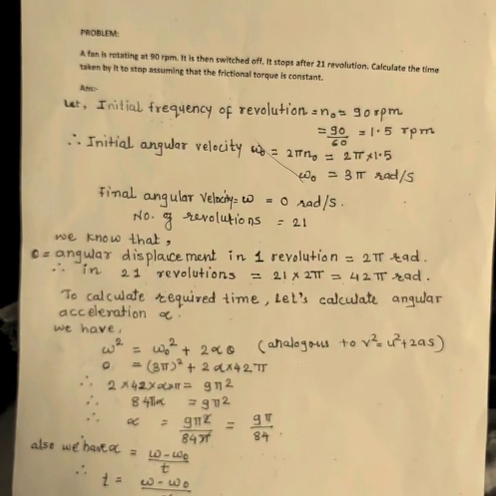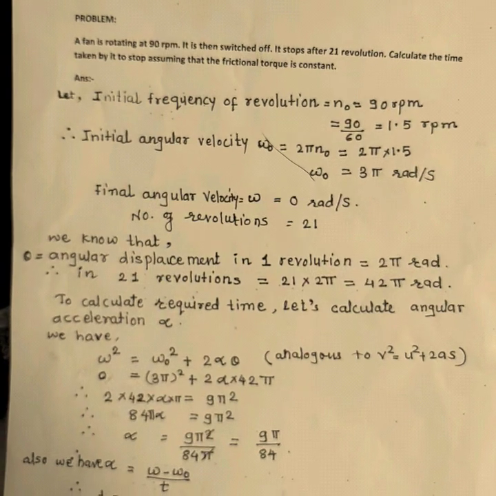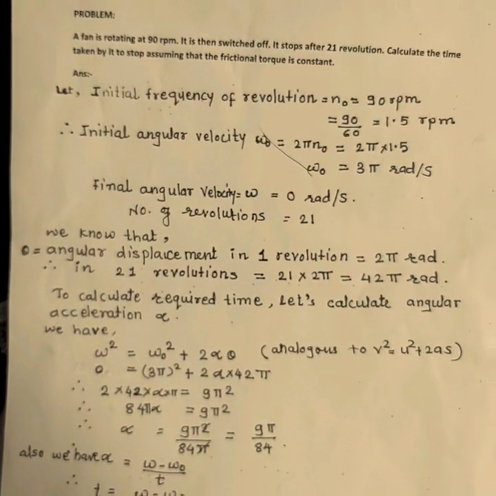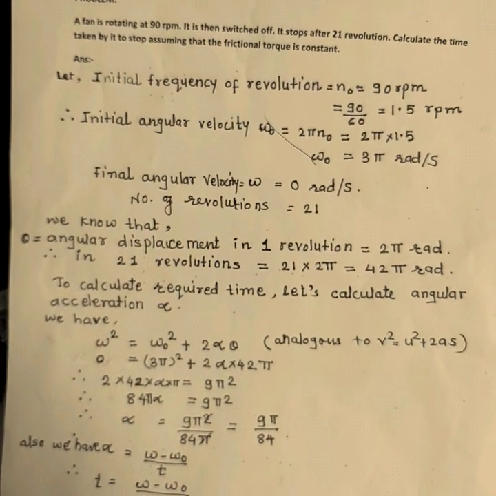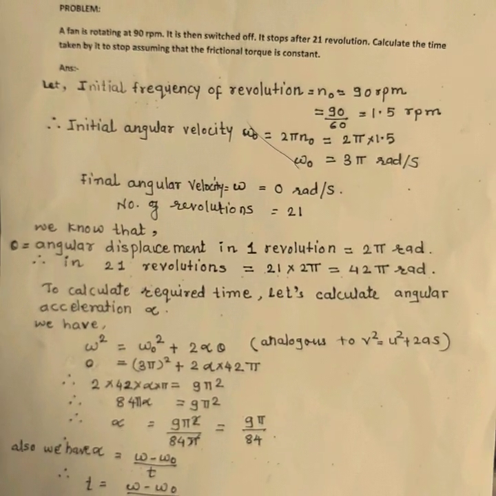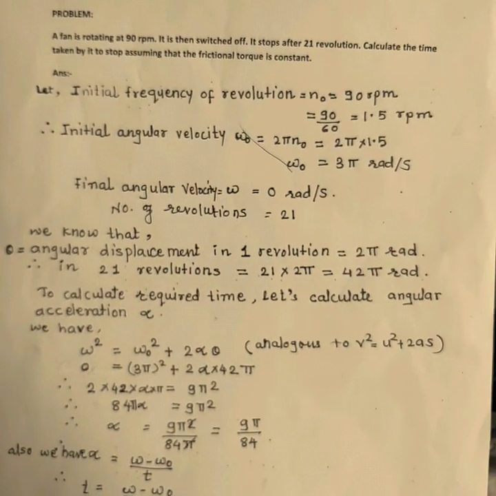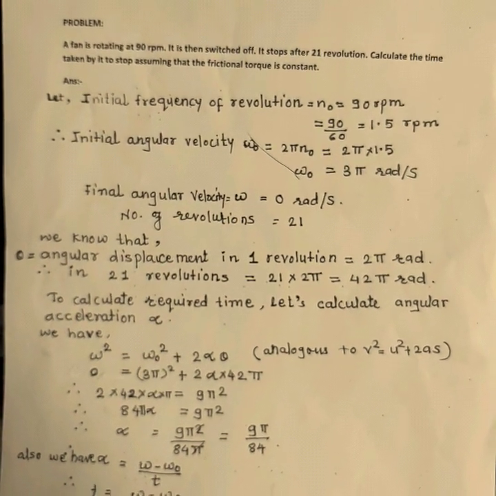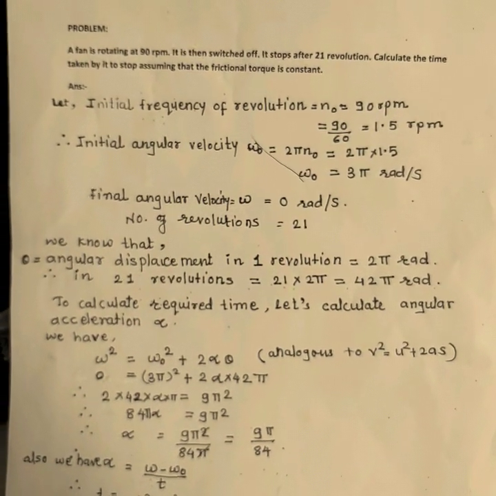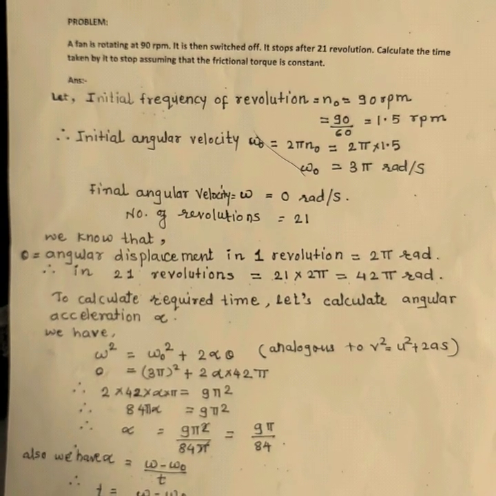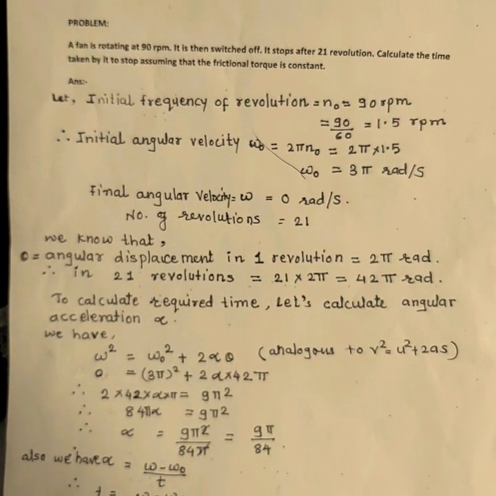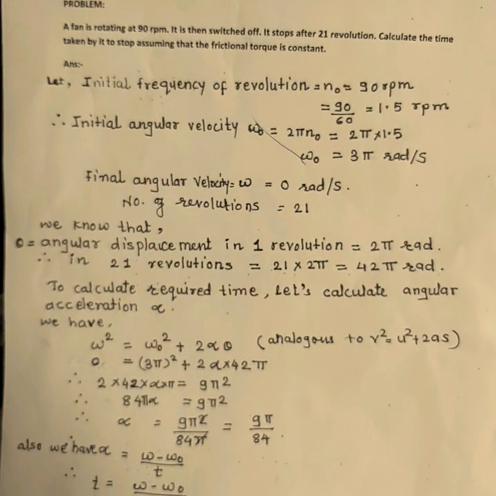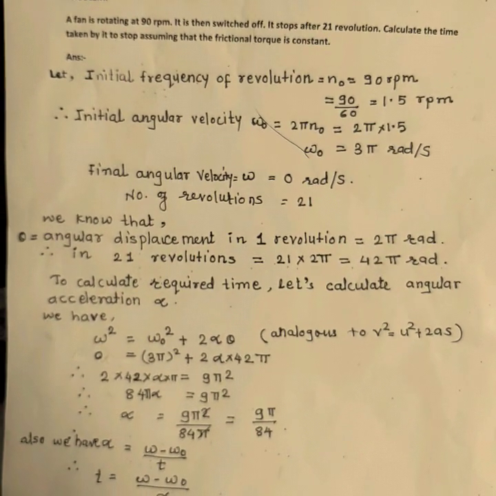Let's solve one problem. A fan is rotating at 90 revolutions per minute. It is then switched off. It stops after 21 revolutions. Calculate the time taken by it to stop, assuming that the frictional torque is constant.